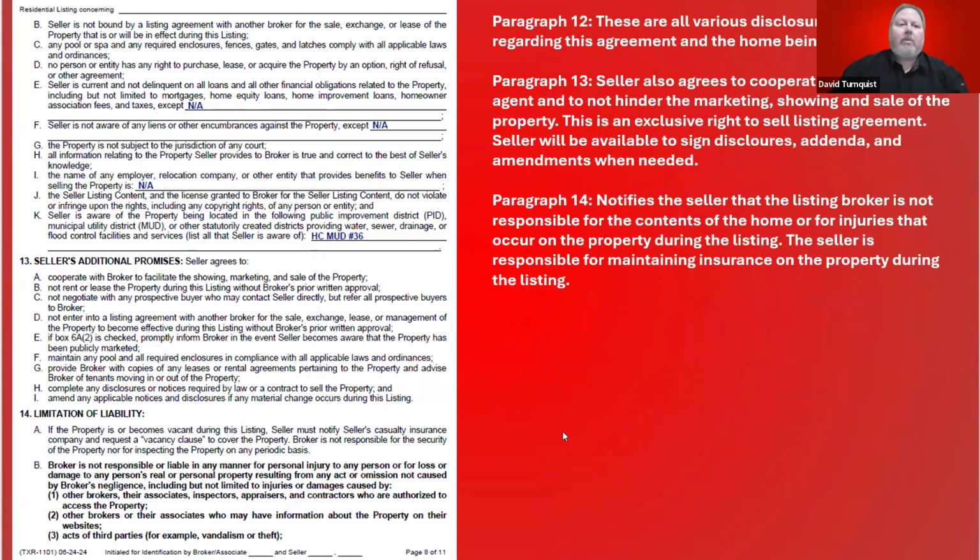Okay, moving on, paragraph 12, more disclosures about what the home has and doesn't have, what should be disclosed or not disclosed. Paragraph 13, additional promises from the seller. They need to understand that they need to cooperate with me. I had a seller one time where the showing service made, I want to say, over a two-week period, over 20 requests for showings. They only approved one of them. That's not cooperation. I can't sell your house if you won't ever let anybody see it.